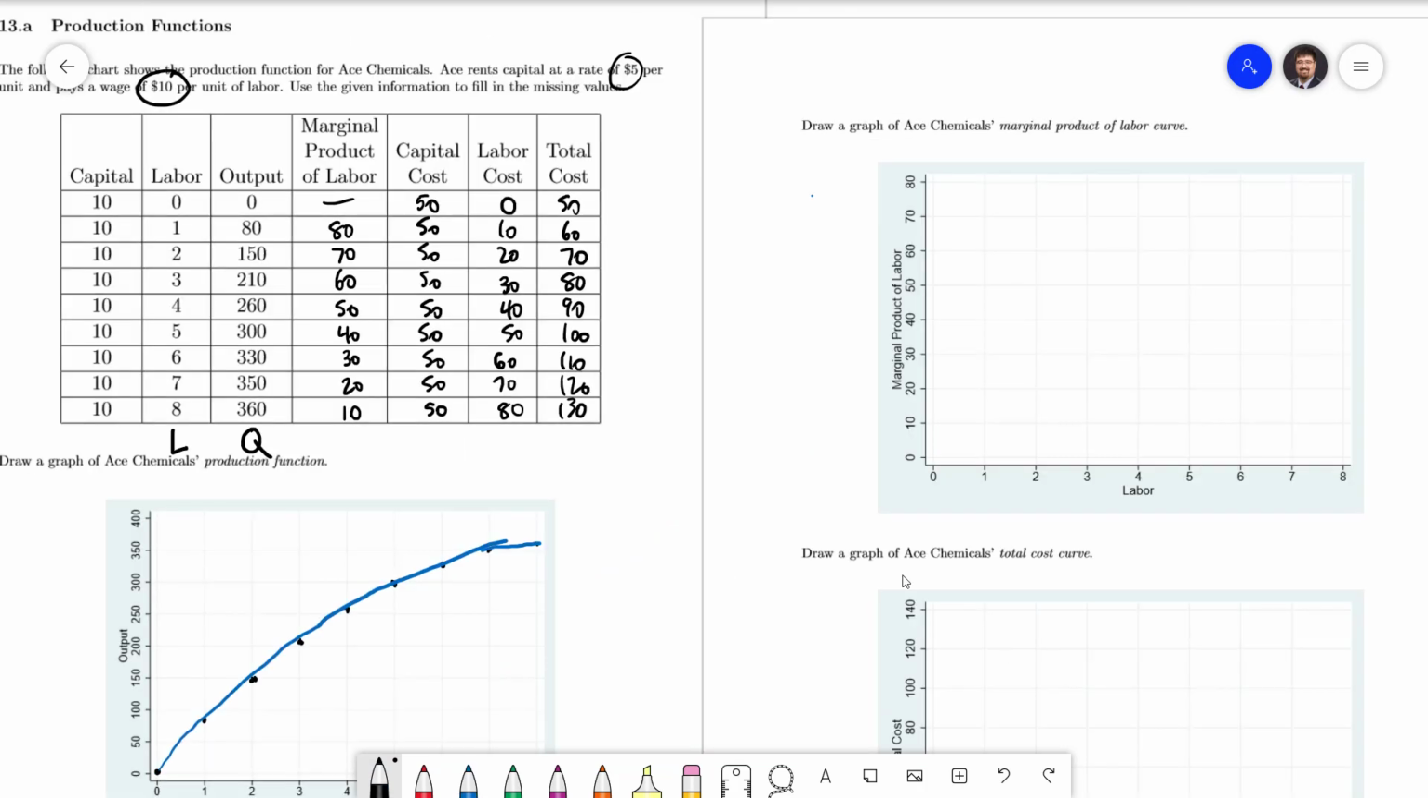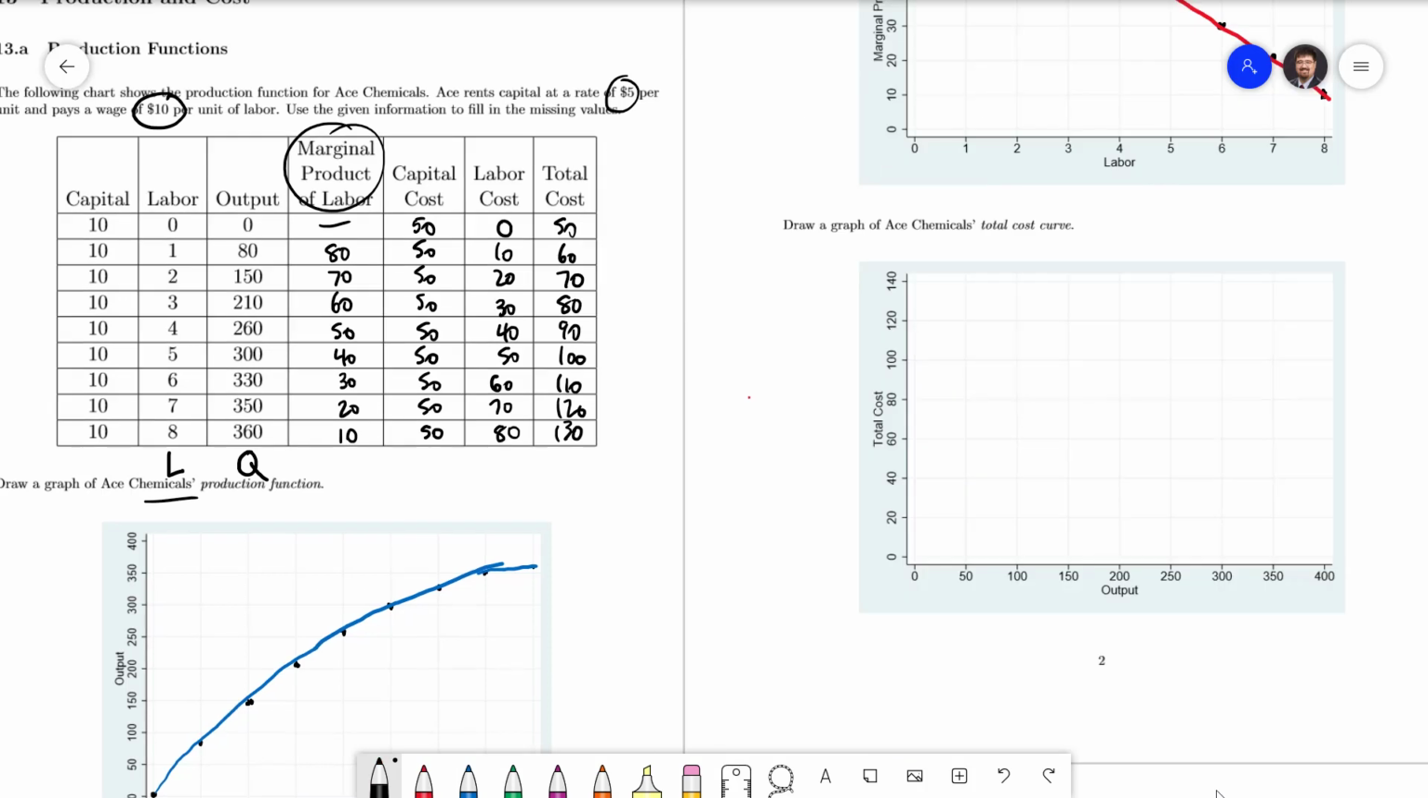Next, we're asked to graph the marginal product of labor curve. On the horizontal axis, we have our labor again, but on the vertical axis this time we have our marginal product of labor. Since there is no MPL for labor of 0, we start at 1 where we have 80. At 2 it is 70, and so on. We'll then draw the curve linking up these points. We can see here that as labor increases, the MPL drops as the production function flattens out, because the MPL is the slope of the production function.